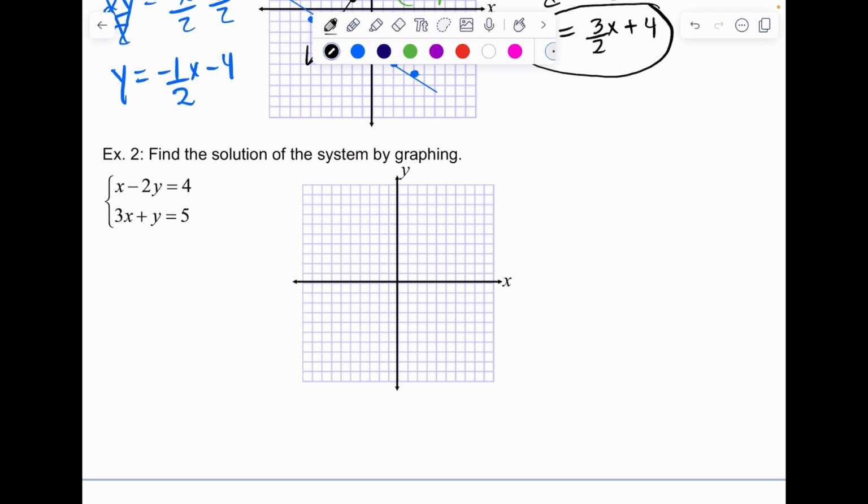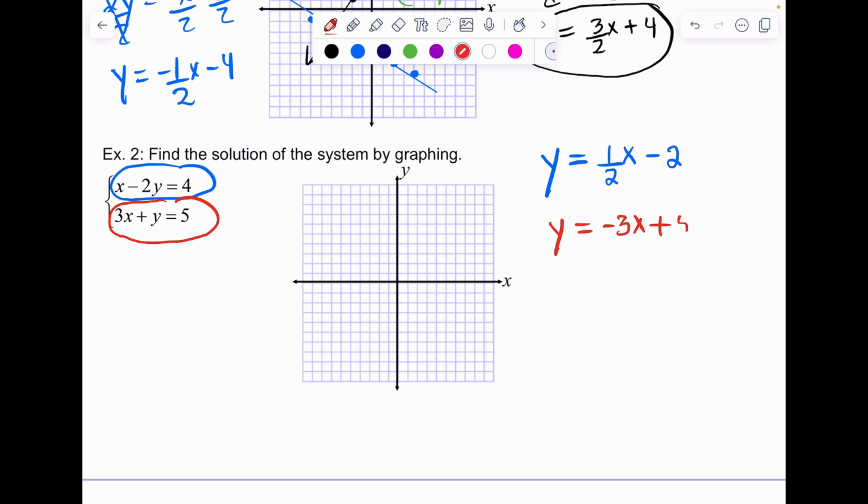For this first graph, which I'll graph in blue this time, I subtracted the x and divided by the -2y, so that renders y equals 1/2 x minus 2. The second equation we'll label in red. We simply subtract the 3x from both sides, giving me y equals -3x plus 5.